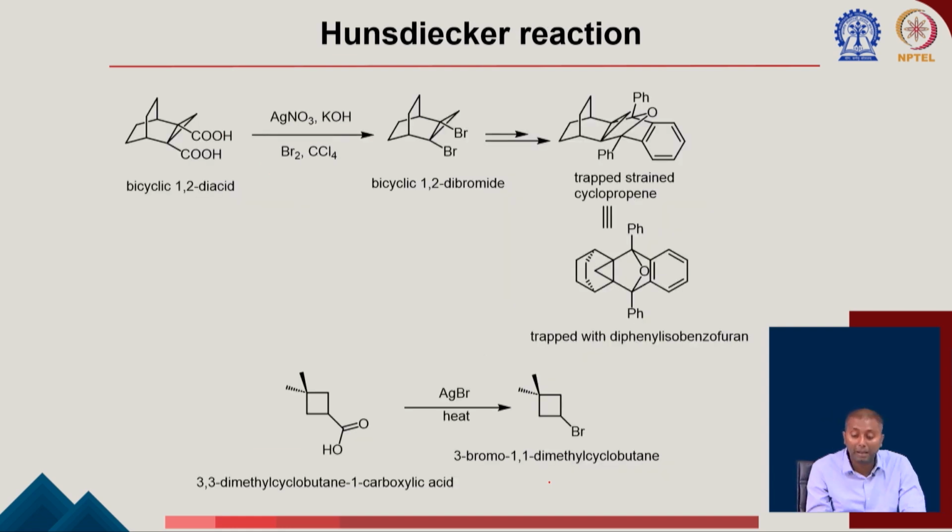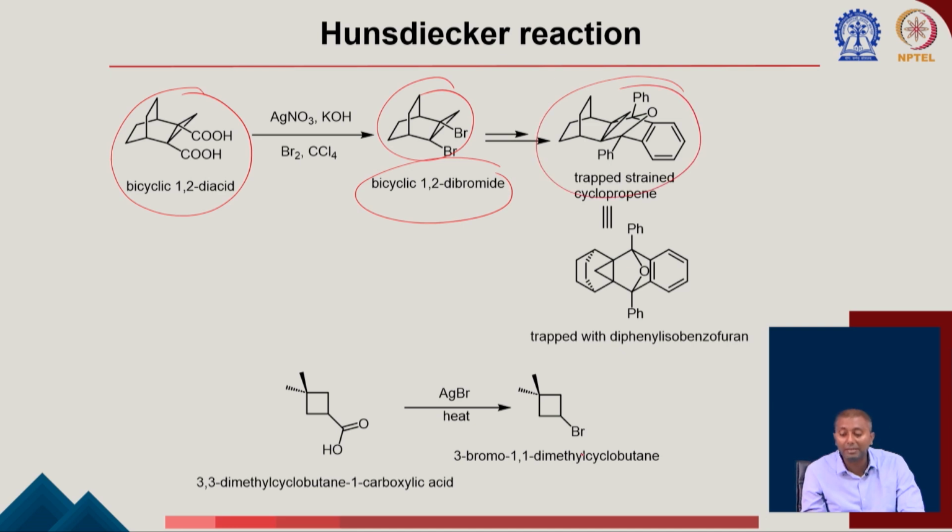So here are some of the applications of the Hunsdiecker reaction. There are several applications. We have just brought some of these examples here. If you have this bicyclic 1,2-diacid, then this bicyclic diacid can form this corresponding bromide here, which can be trapped with this type of species to make a strained cyclopropane. You can see you have this cyclopropane already there. Now this 2-bromine can be trapped with this species to form this type of trapped cyclopropane.